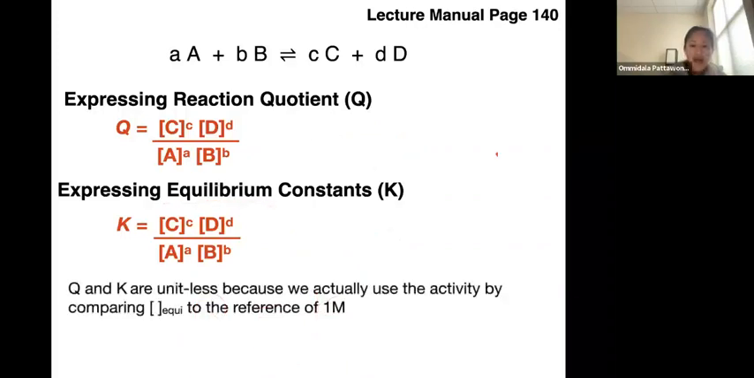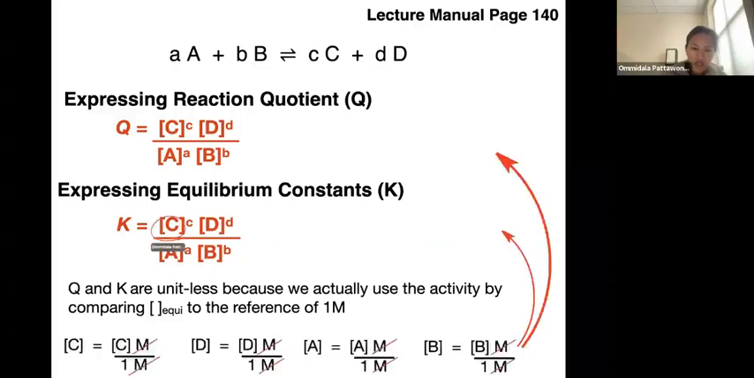Now you might ask about the unit. The Q and K units are going to be no unit, so they are unitless. The reason is that the concentrations, even though they are raised to a certain power, are referenced based on 1 molar. Before you plug in all of these, the concentration is based off 1 molar, so you already cancel those units. Therefore the concentration placed in here has no unit, which means Q and K come out unitless.